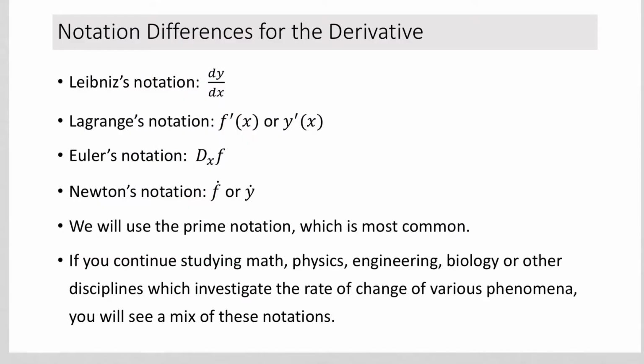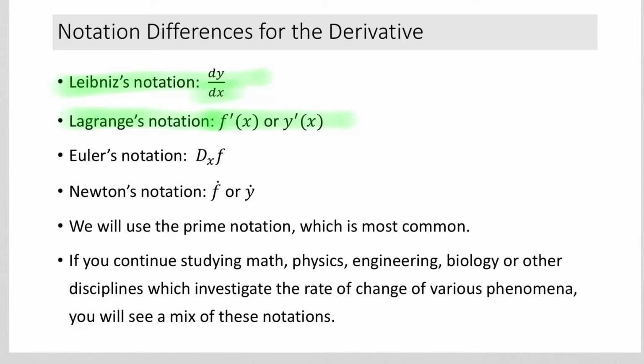Now, let's talk about notation. There are some differences in notation when we talk about the derivative as a function. We've got the Leibniz notation. I'm not sure my German pronunciation is very good, but it looks like a slope, dy dx. And then you've got Lagrange's notation, which is what we're going to use, which uses the prime, f prime of x or y prime of x, whatever your function is.